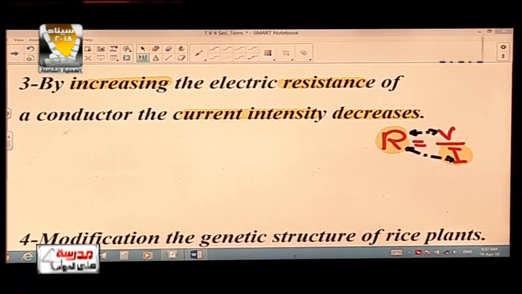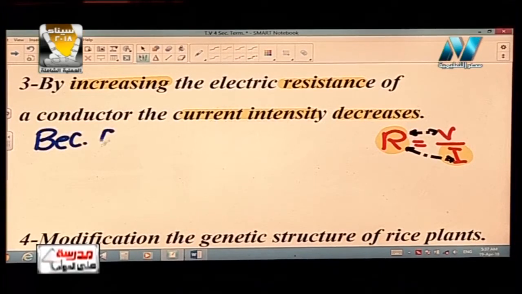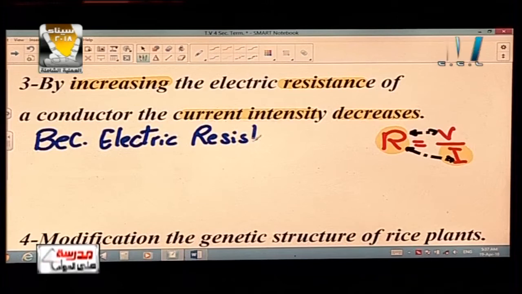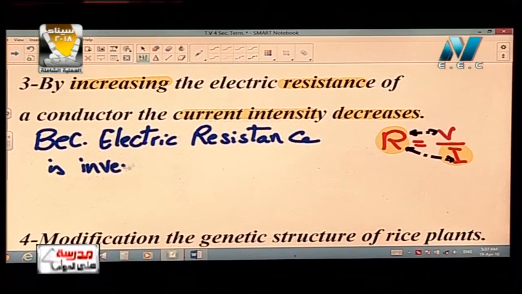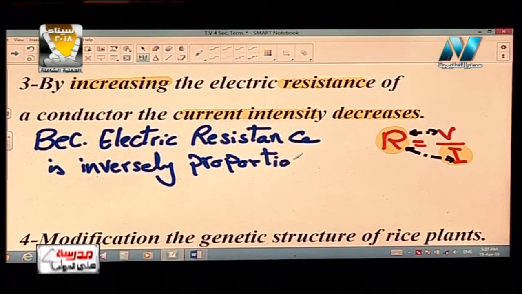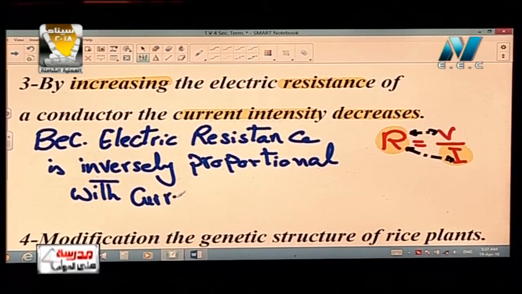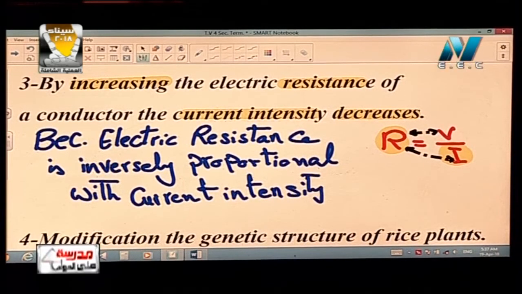So we answer, of course, because electric resistance is inversely proportional with what? With current intensity. So here, by increasing the electric resistance, the electric current intensity decreases and the potential difference increases. Here we have a directly proportional relation, and here we have an inversely proportional relation.